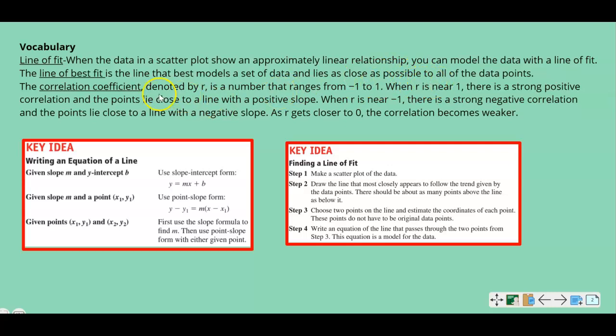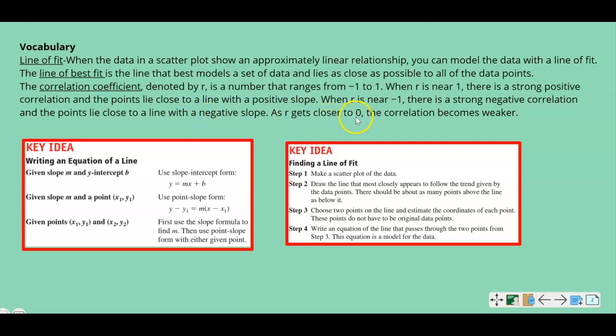The correlation coefficient, denoted by R, and you'll be able to use this in your calculator as well. You'll see the R, that's your correlation coefficient, is a number that ranges from -1 to 1. When R is near 1, there is a strong positive correlation and the points lie close to the line with a positive slope. When R is close to -1, there is a strong negative correlation and the points lie close to a line with a negative slope.